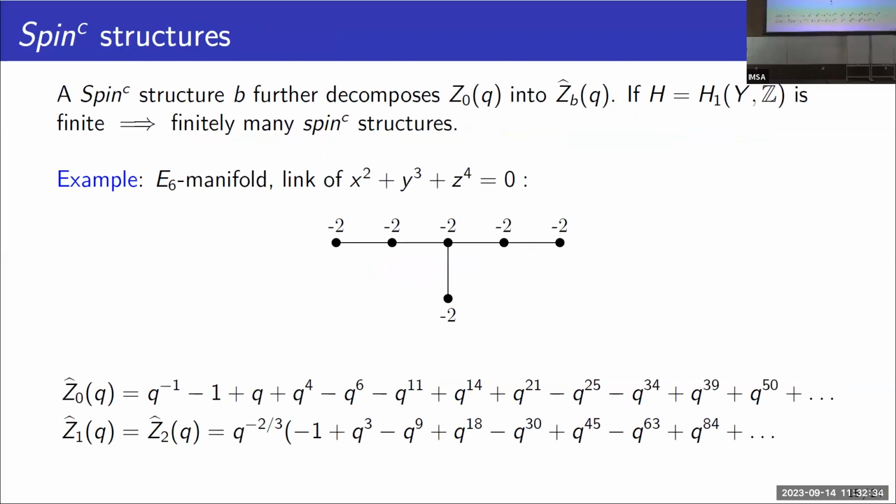We always assume that our manifold has finite H1, so that we have only finitely many spin C structures. Okay, so here is an example. If we have x squared plus y cubed plus z to the 4, it's not really important, it's just some example. We have this plumbing graph, and if we plug this plumbing graph into the formula, we get some nice infinite Q series, which we can study. And there are three spin C structures, and there is this interesting symmetry of the invariant with respect to spin C conjugation. So there are really just two Q series.